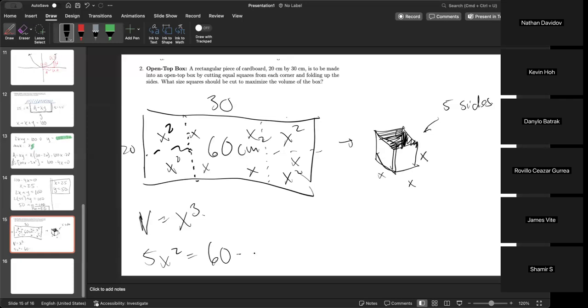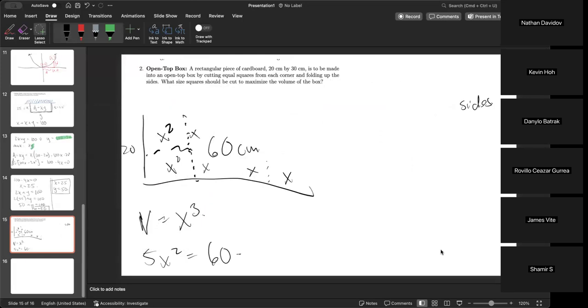Actually, this is not an optimization problem. I'm sorry. There was a mistake here. Because I only have a few minutes, I think I'm just not going to go over this. Sorry. This was not an optimization problem.